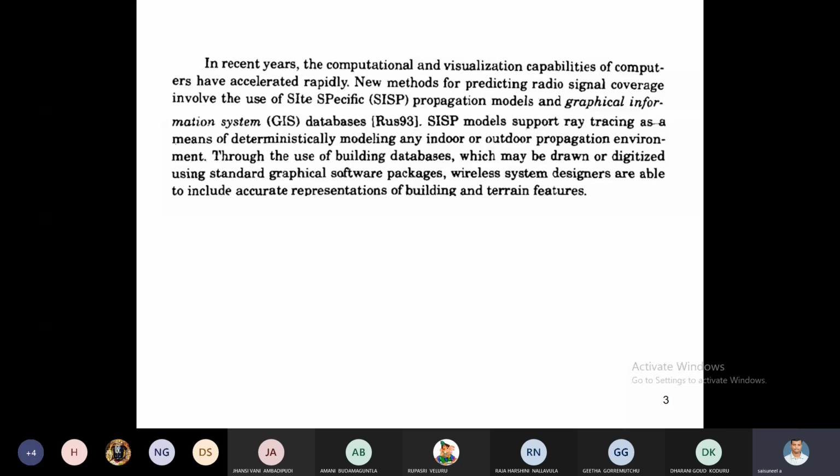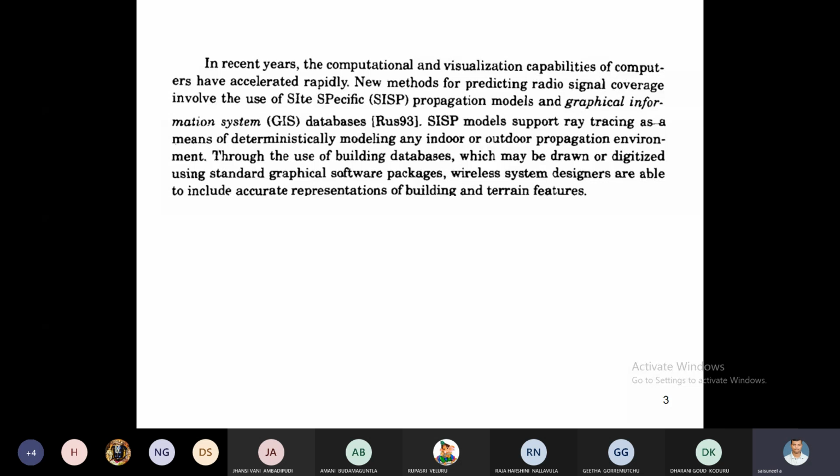For this, we have to use the building database. What is the building database? It covers how many floors there are, what the height of the building is, what the layout of the building is, and what materials were used to construct the building. We have to take the database and draw a digitized standard model by using graphical software packages.